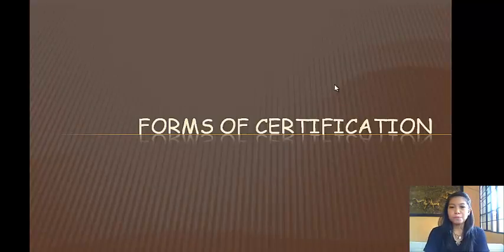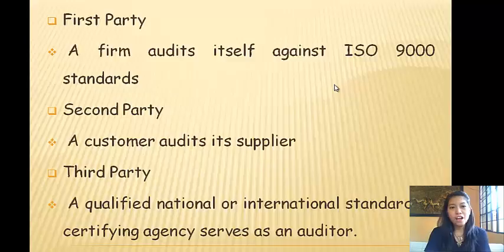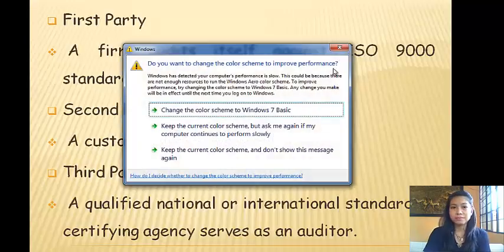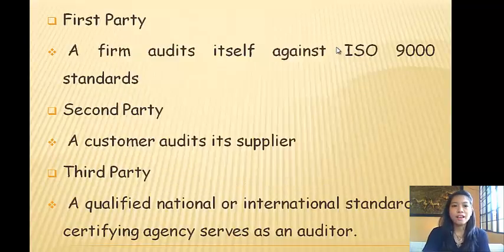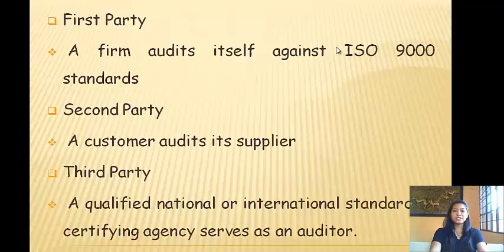Forms of certification. First party: a firm audits itself against ISO 9000 standards. Second party: a customer audits its supplier. Third party: a qualified national or international standards or certifying agency serves as an auditor.